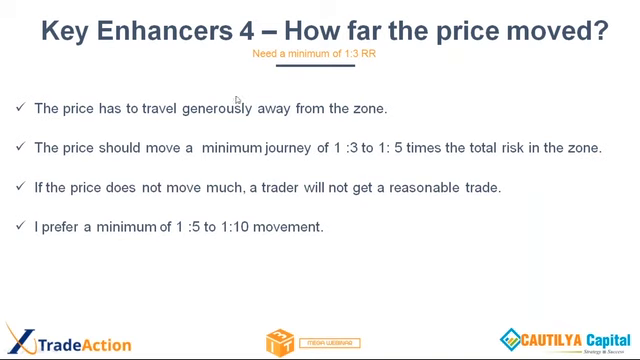Okay, the price has to travel generously away from the zone. What is generously? Without much basing, without much congestion, free momentum candles. The price should move a minimum journey of 1:3 to 1:5 times the total risk in the zone. If the price does not move much, a trader will not get a reasonable trade. When we say reasonable trade, we are looking at minimum 1:3 risk reward. We will never get such a good trade. And I prefer a minimum travel of 1:5 times.